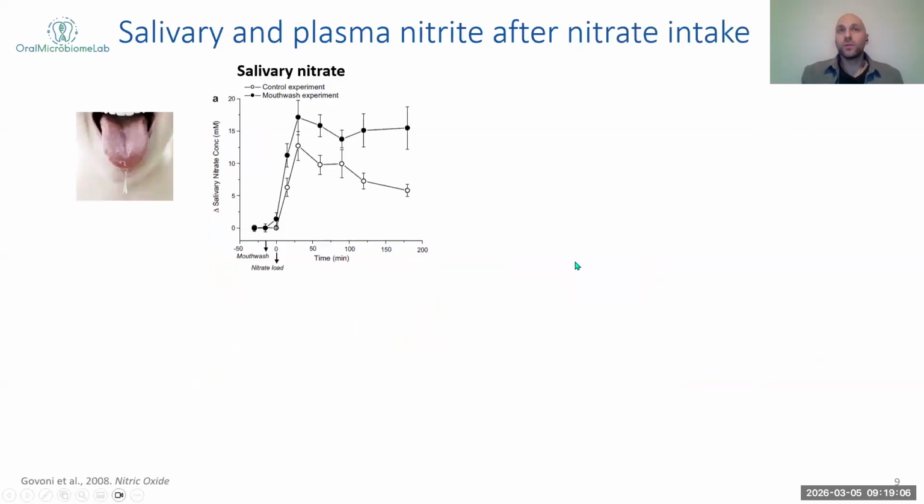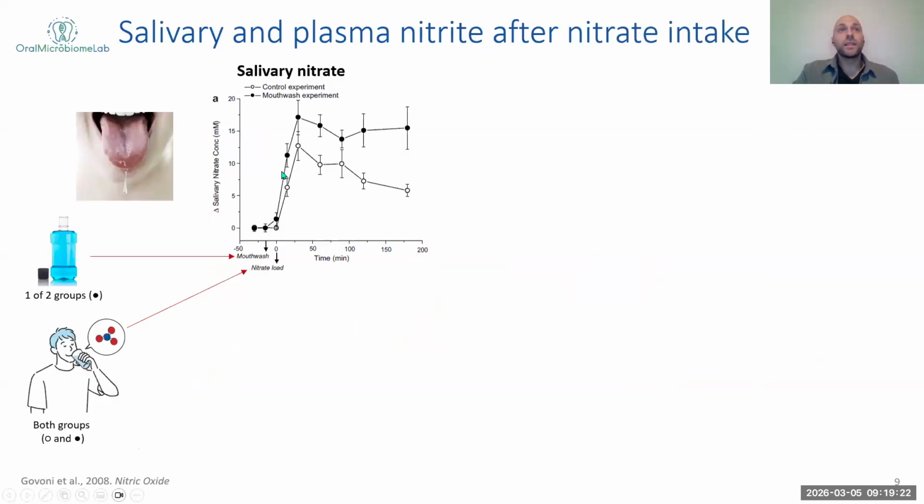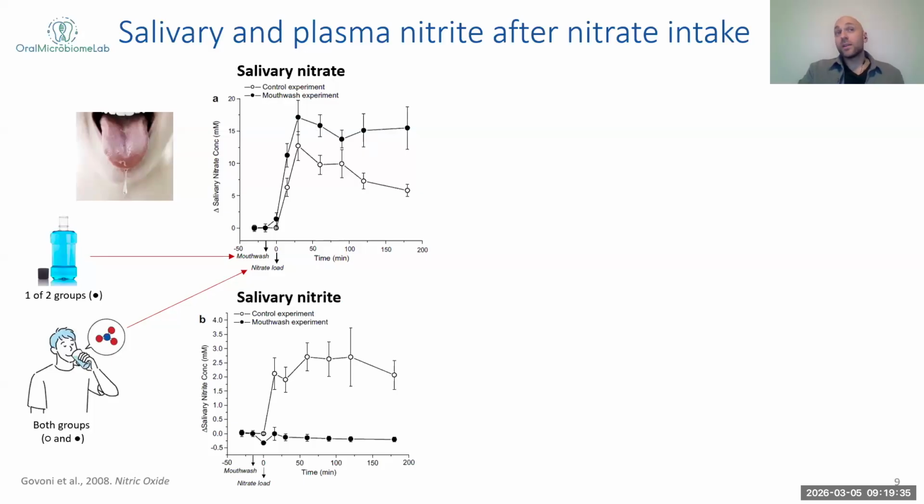And here's some data to support the figure that I just showed to you. In this study by Govoni and colleagues, they gave a nitrate-containing drink to two groups of individuals. One group just had the drink by itself, and the other group used chlorhexidine before the nitrate-containing drink. And these are the closed circles, the chlorhexidine group, and it seems like there's more nitrate there, so that could sound like a positive thing, but it's actually because in the chlorhexidine group, there's no nitrate reduction to nitrite in the 3 hours in which this was measured.